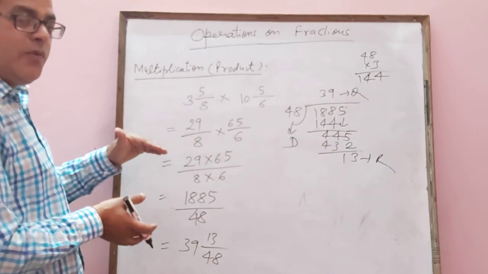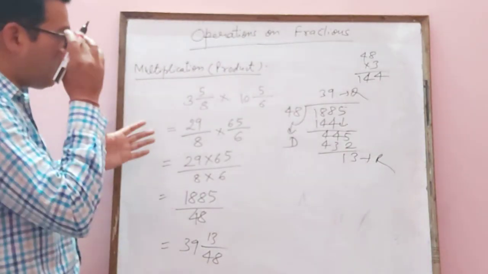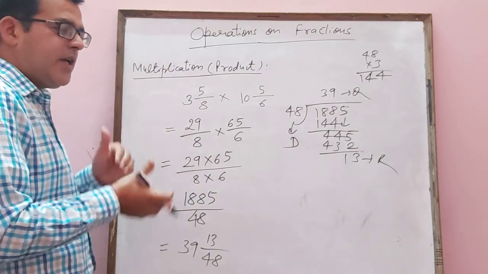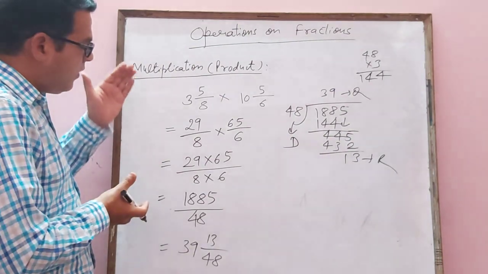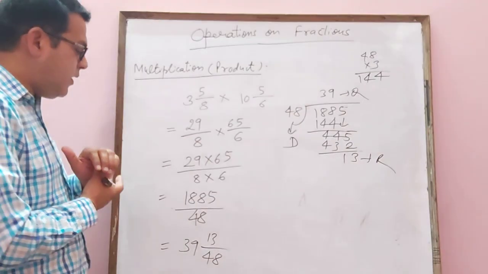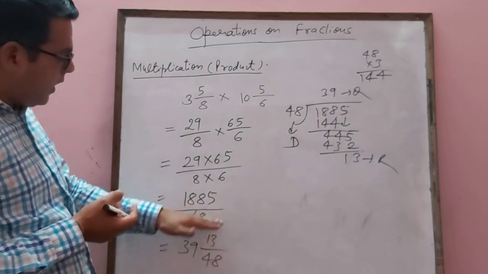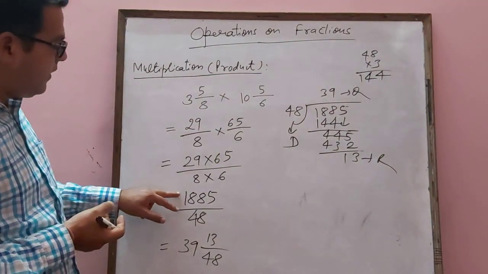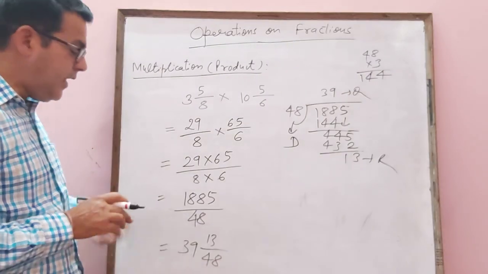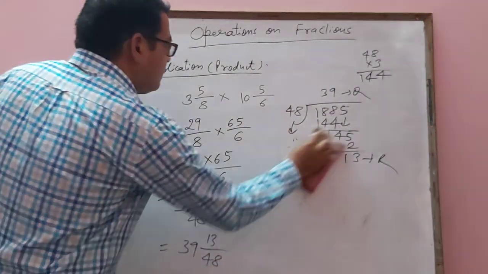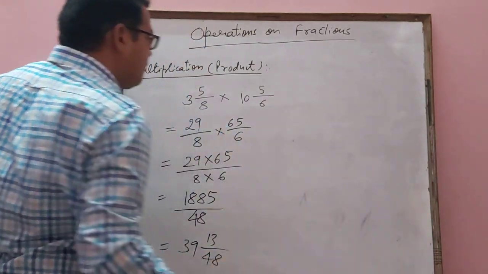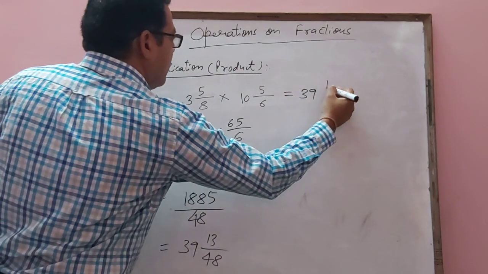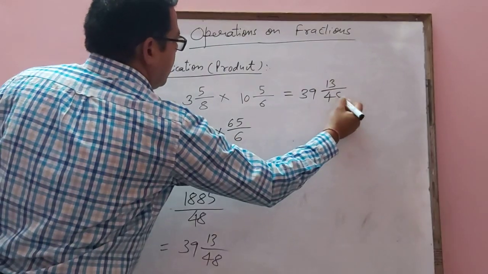This is a little bit tough, guys, for you, but no problem. If you are in the habit of practicing at your home by taking different questions, it will be easy for you, right? So 39 whole 13 by 48 we have after simplifying this improper fraction, right? So what is the product of these two fractions? It is 39 whole 13 by 48.